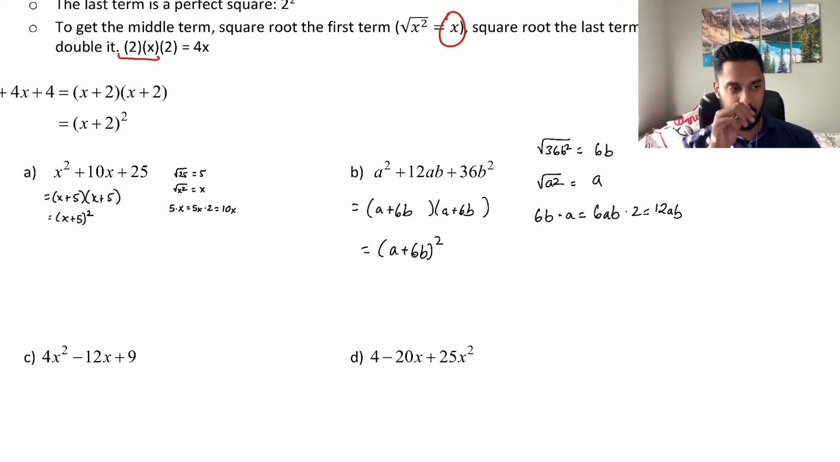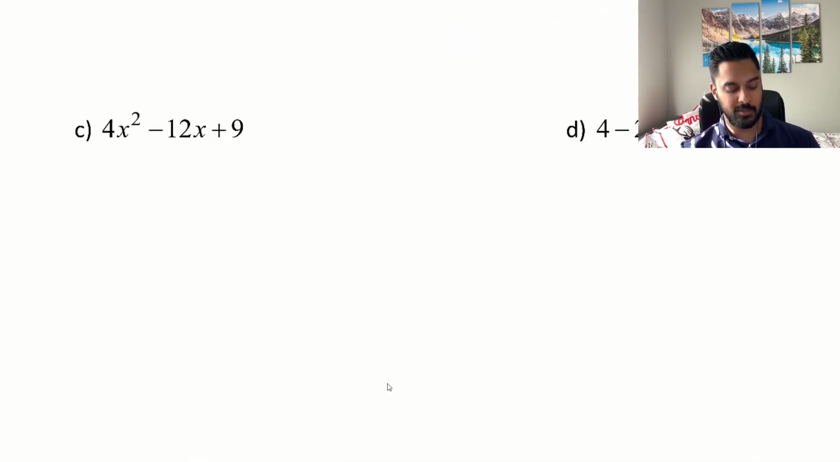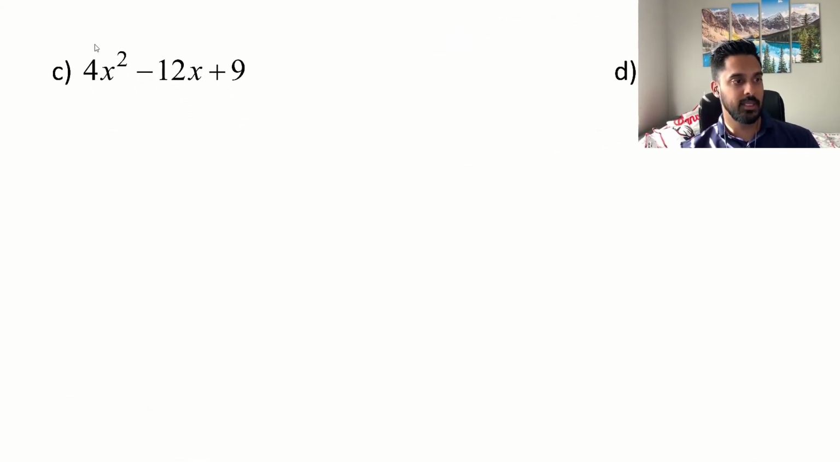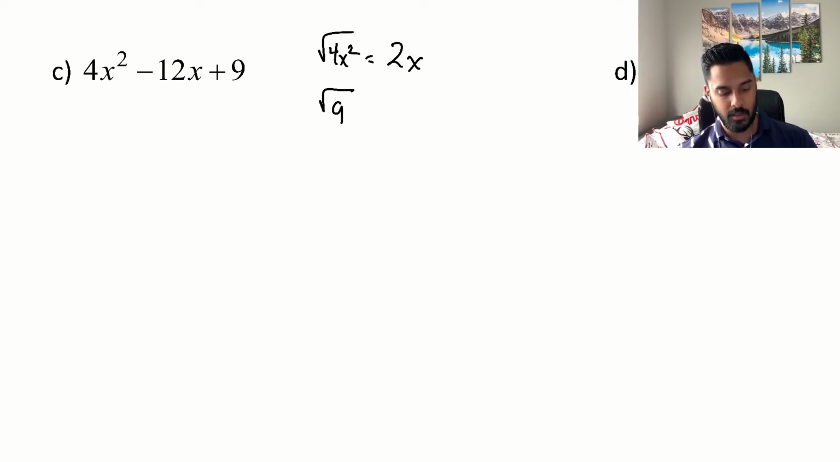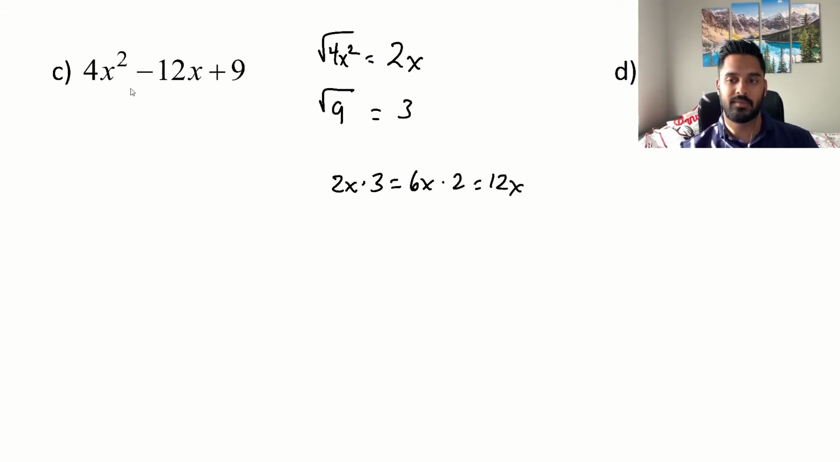Okay, we'll do one more just to see if anything changes with the number in front, and I'll leave the last one for people to try. So if I take a look, the square root of 4x squared is 2x. The square root of 9 is equal to 3. Okay. 2x times 3 is equal to 6x. Times 2 is 12x. I've got a negative 12x in here.